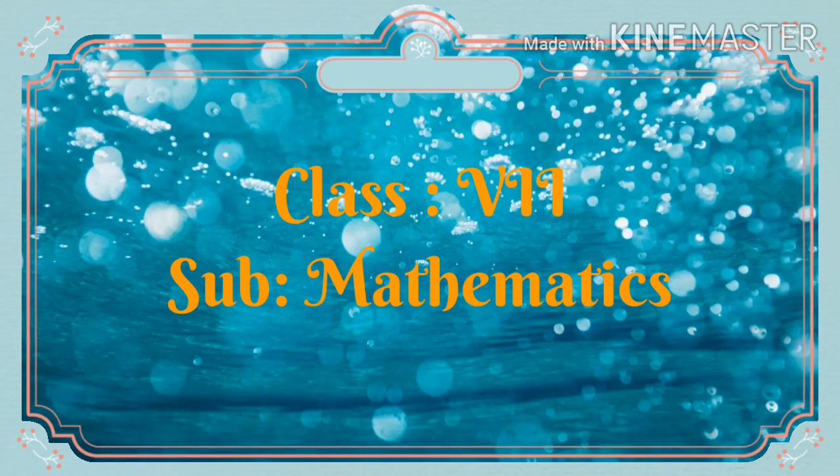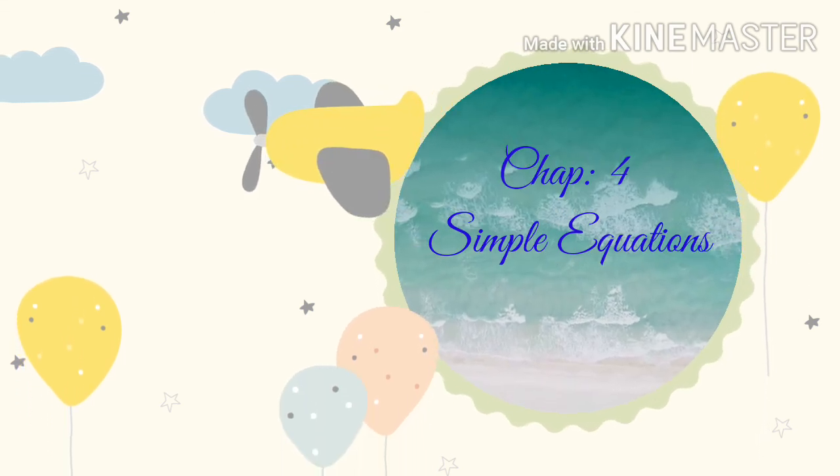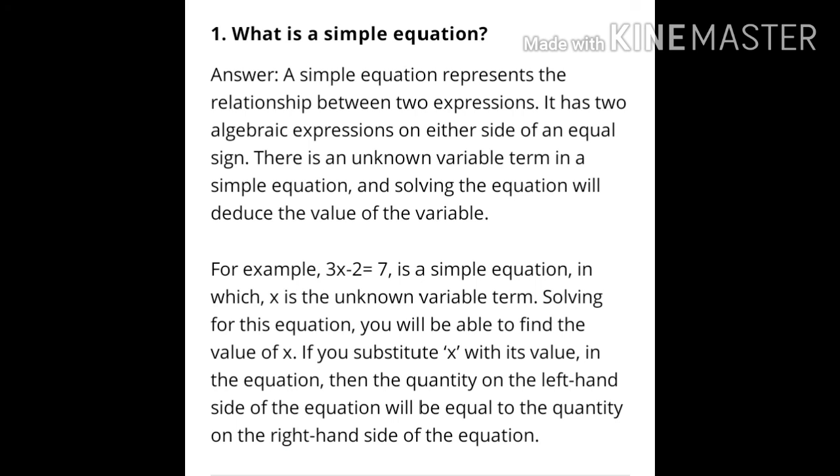Class 7, Subject Mathematics. Chapter 4, Simple Equations. What is a simple equation? A simple equation represents the relationship between two expressions. It has two algebraic expressions on either side of an equal sign.